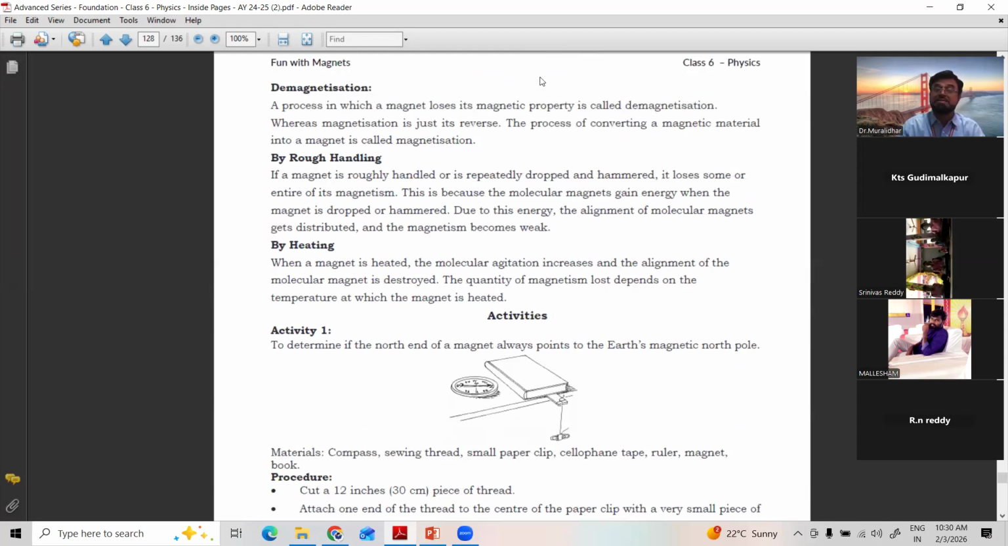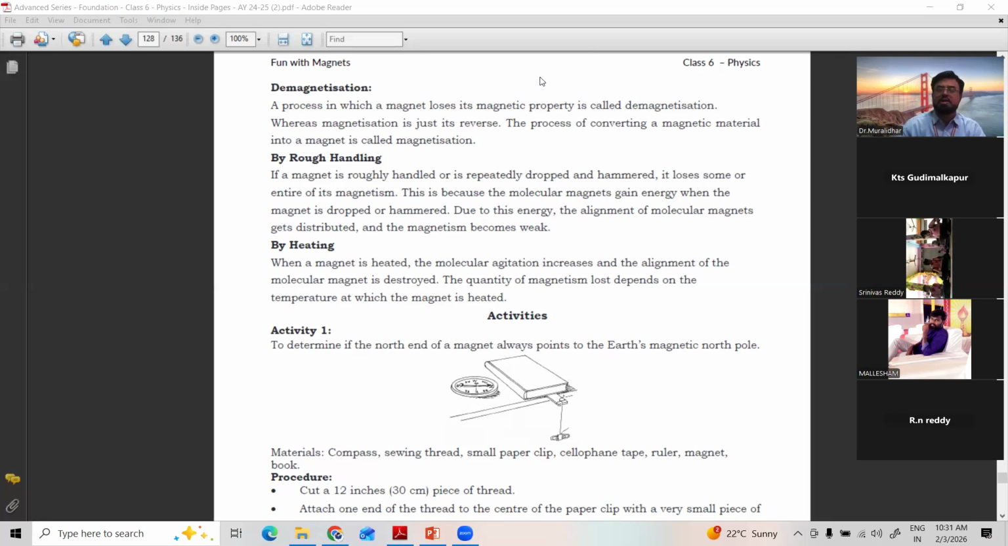Demagnetization. Magnetization is nothing but converting magnetic material into magnet. For example, you have steel or iron with you. By using one magnet, we can convert the iron into magnet. The process of converting magnetic material into a magnet is called magnetization. But here it is demagnetization, meaning removal of magnetic property.